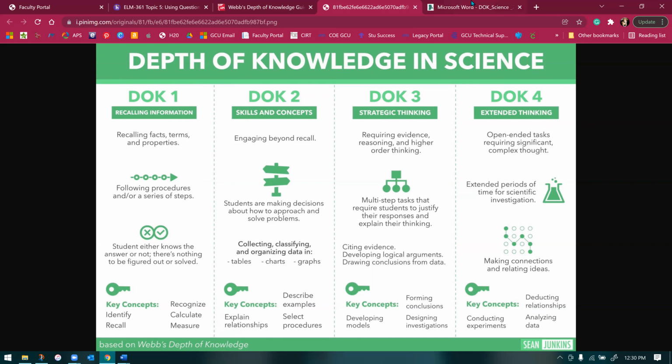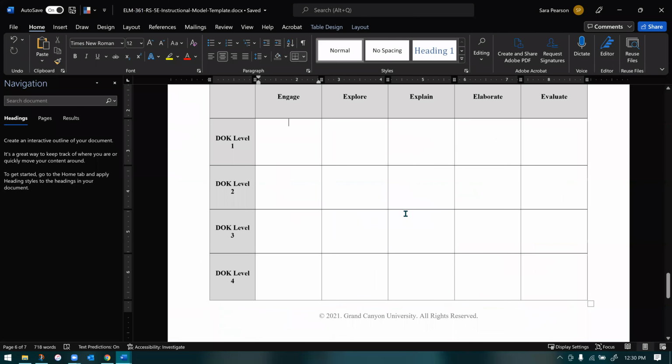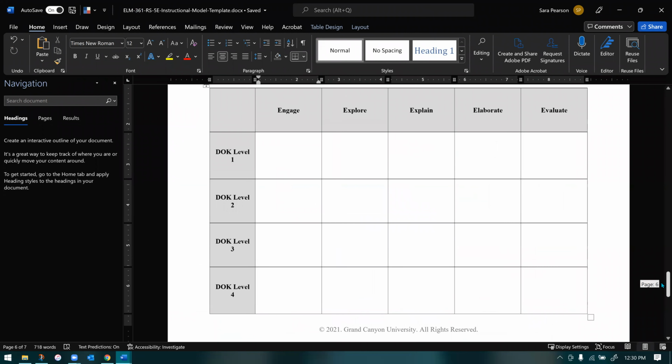So let's go ahead and look back at our chart. And I'm thinking about my standard with vibrations and music. One thing I might ask students, I probably wouldn't ask them in the engage phase because I want them to explore this idea of sounds are made from vibrations. That's the big idea I'm trying to get kids to. So I wouldn't ask them in the engage phase, what are vibrations?